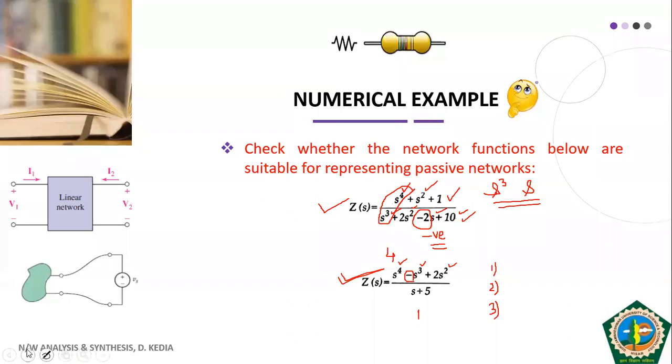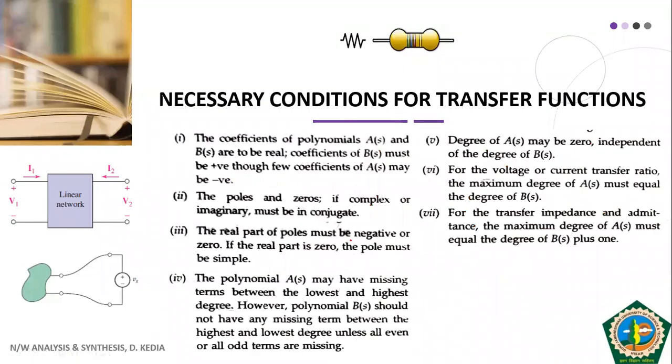Okay, now let us move forward. So these are the conditions for transfer functions. If you remember, transfer functions involved both input and output port, and we had talked about your voltage transfer ratio, current transfer ratio. They were called transfer functions. So similar conditions are there, but there is a small difference. If you read the conditions, you will be able to easily notice those differences.